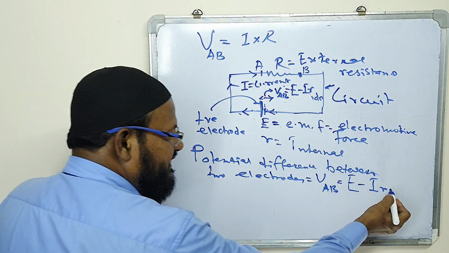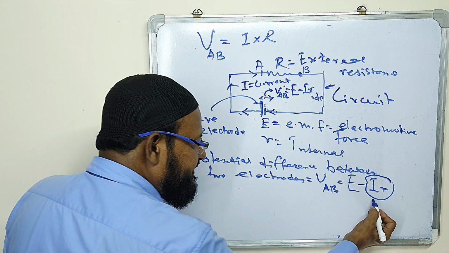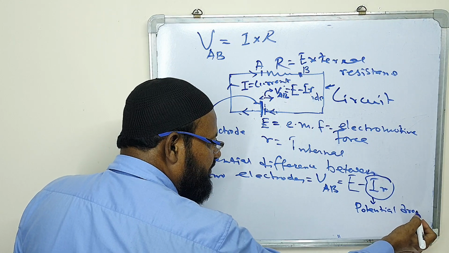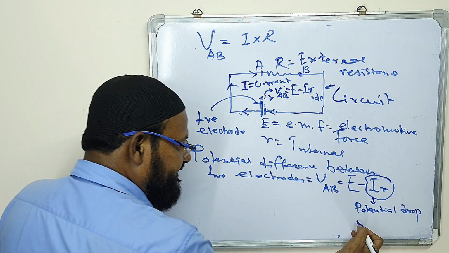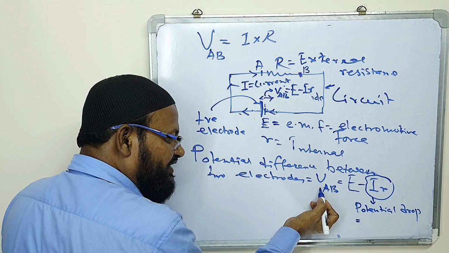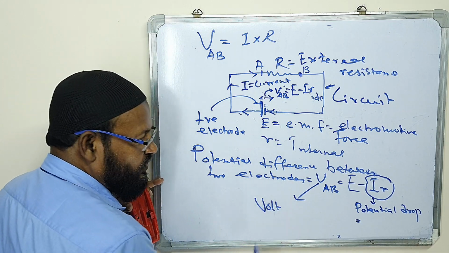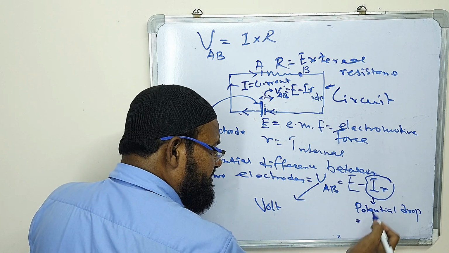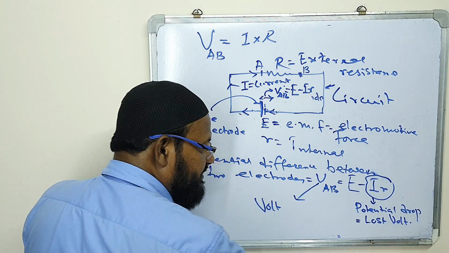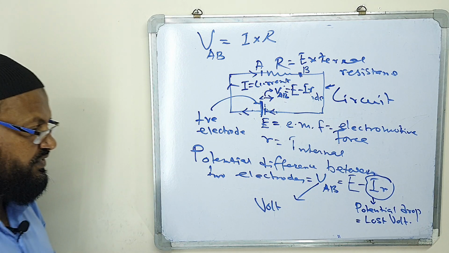This IR has a special name. Can you tell me what the name is? This is the potential drop. This is equal to, sir, the potential difference. What is the unit of this potential difference? It has a unit, known as volt. Therefore, this portion has an extra name, sir: this is lost volt. Potential drop, lost volt.